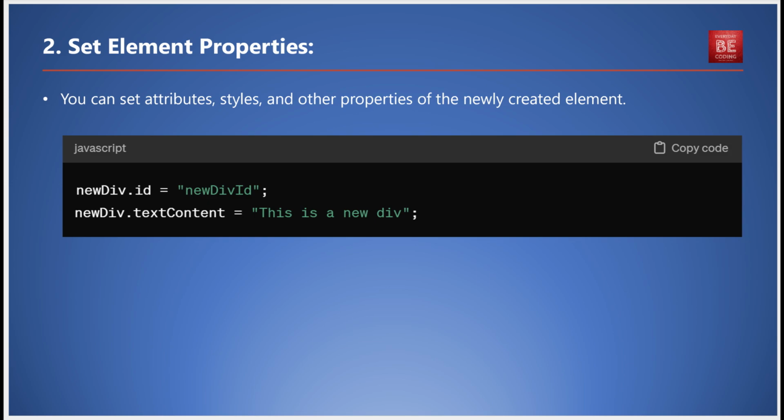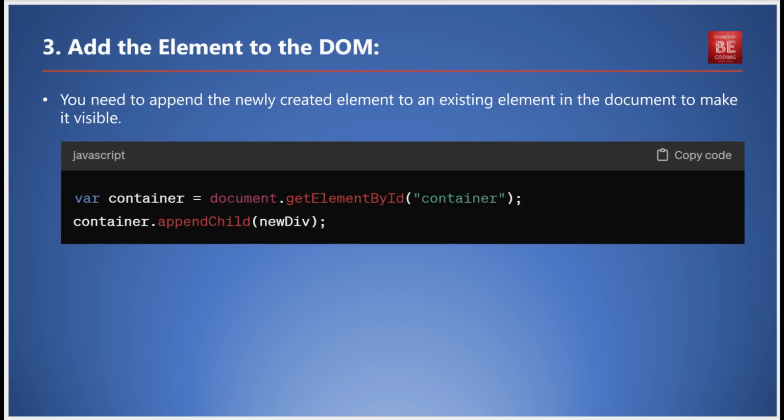Great! Now you have a new div with an ID and some text content, but it's still not visible on your web page. Why? Because you need to append it to an existing element in the document. Let's say you have a container in your HTML where you want to add this new div. You would do something like this: var container = document.getElementById("container"); container.appendChild(newDiv); And voila! Your new div is now part of the DOM and visible on your web page.